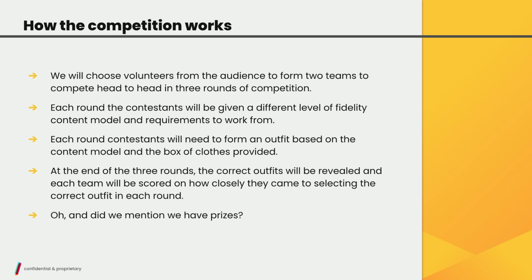So now that we have 2 teams of 2 here, you guys can work together. Someone can choose to be the one who's dressed up. The other can be the clothing designer, content modeler, I guess. All right. So this is how the competition works. We're going to choose a couple volunteers. Each round, these contestants will be given a different level of fidelity content model and requirements to work from. So remember, that is the strategic content model, the technical content model, the data model. Each round, contestants will need to form an outfit based on each content model and the pile of clothes provided. And at the end of these rounds, the correct outfits will be revealed. Each team will be scored on how closely they came to the correct outfit. Oh, and we do have prizes. This will be our catwalk, people. You better strut your stuff.